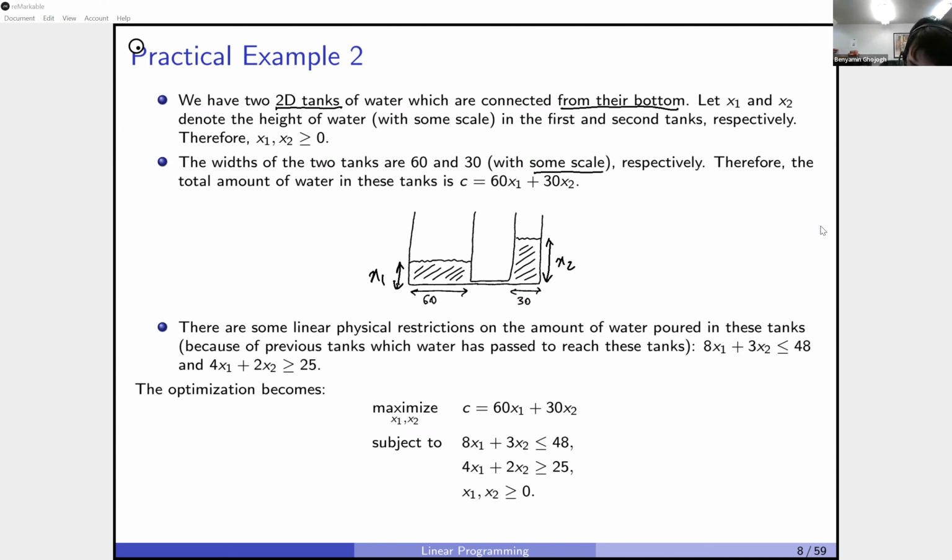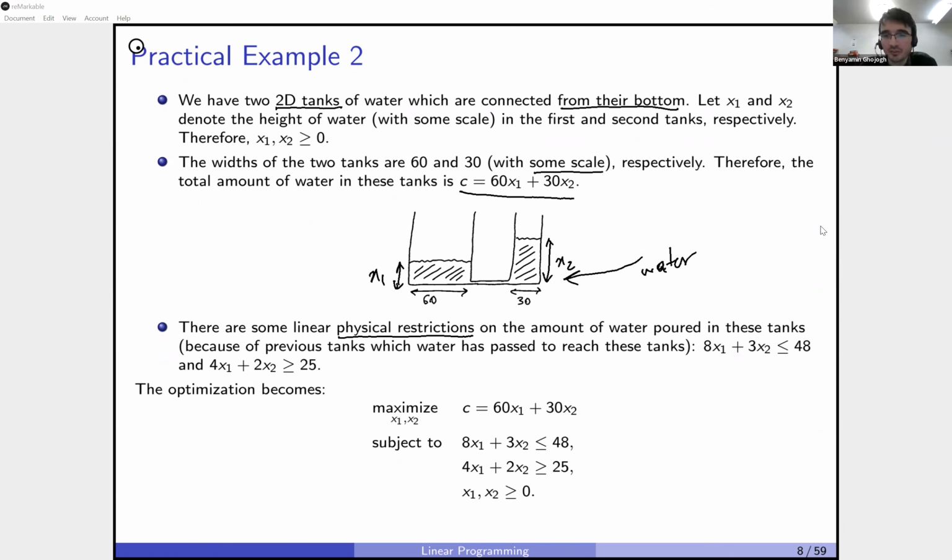Therefore, the total amount of water in these tanks will be 60 times x1 plus 30 times x2, right? This is the total water in these two tanks, neglecting the water in here because it's very small. Now, this is what we have. And assume we want to find a setup where we maximize the total water we have in this setup with some restrictions. For example, we might have some physical restrictions on water before it comes to the tanks. So the water is coming from somewhere to the tank.